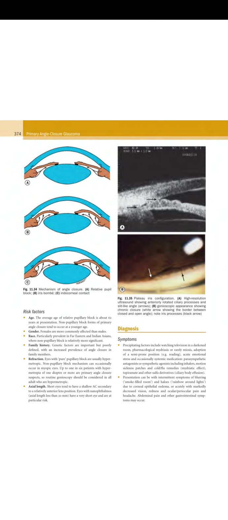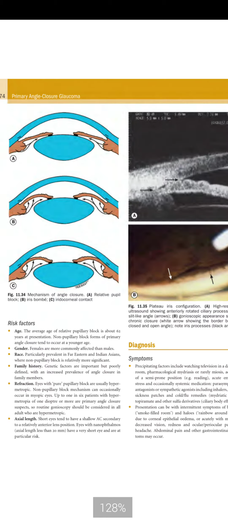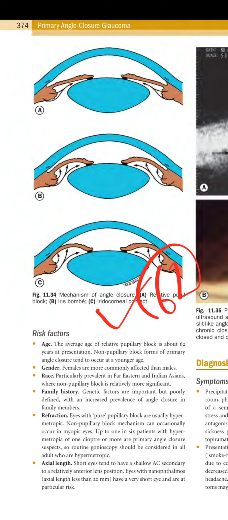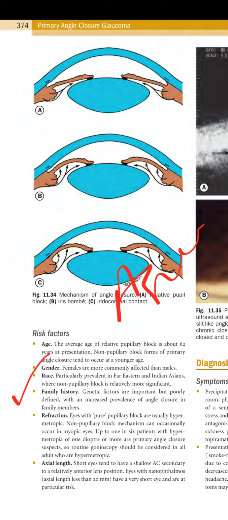So what are the risk factors for angle closure glaucoma? It is basically age. The average age of relative pupillary block is about 62 years at presentation. Non-pupillary block forms of primary angle closure tend to occur at a younger age. So pupillary block will have a 62 years age, and non-pupillary block will have a younger age. Females are more commonly affected than males. Race: particularly prevalent in Far Eastern or Indian nations. We repeated it so many times that it is more common in Asians, where non-pupillary block is relatively more significant.